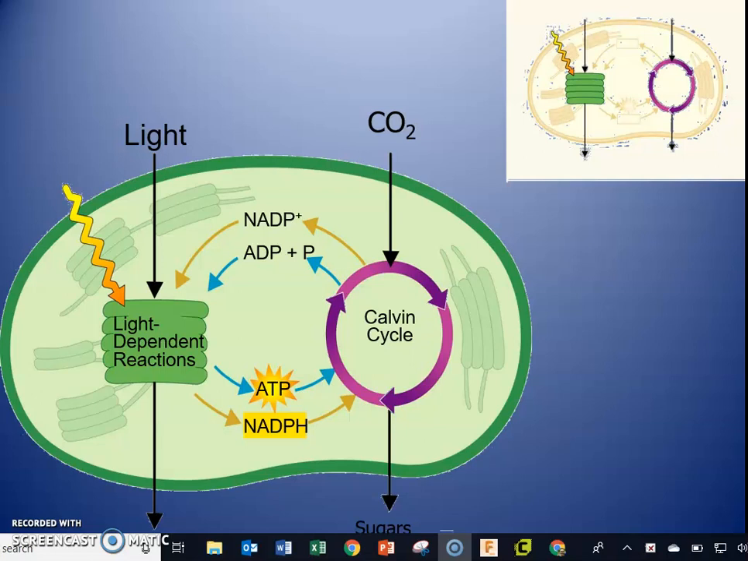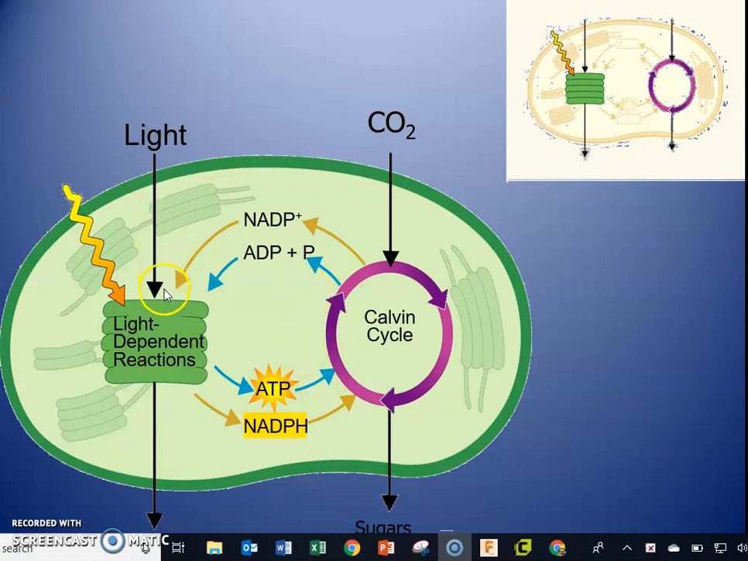I always like to start with this slide because it shows an overview of what is going on inside the chloroplast. You can see that the reactions are divided into two parts, the light-dependent reactions and the Calvin cycle, also known as the light-independent reactions, once referred to as the dark reactions. We now call them the light-independent reactions of the Calvin cycle.